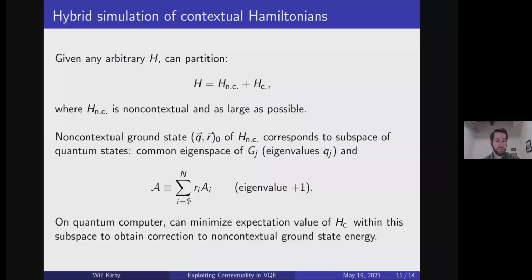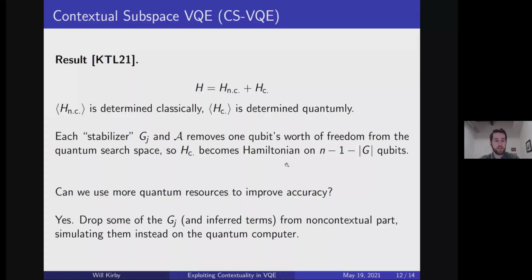Well, understanding this subspace means that we can obtain a contextual correction to the non-contextual approximation of the ground state energy by minimizing the energy of the contextual part of the Hamiltonian within the subspace that corresponds to the non-contextual ground state. And we would do this using an actual quantum VQE algorithm whose ansatz is just restricted to that subspace. That idea is summarized on this slide. We assemble the expectation value for the full Hamiltonian out of the non-contextual contribution that's estimated classically and the contextual correction that's estimated on the quantum processor.